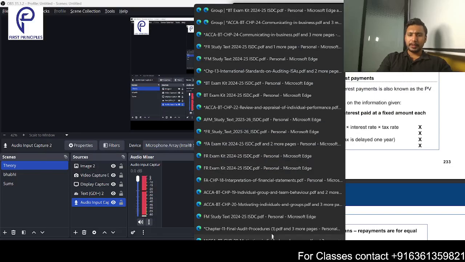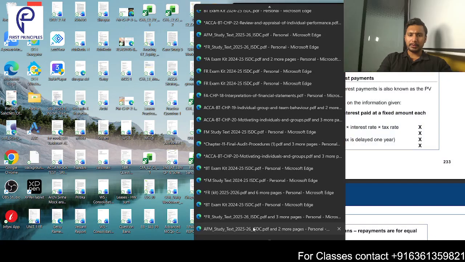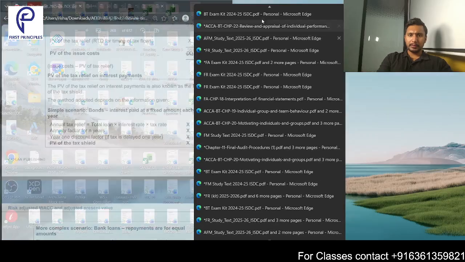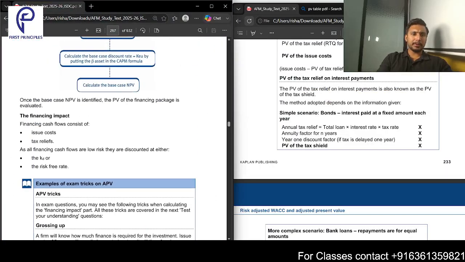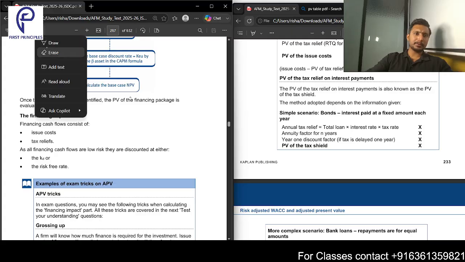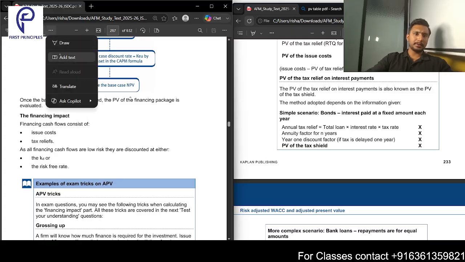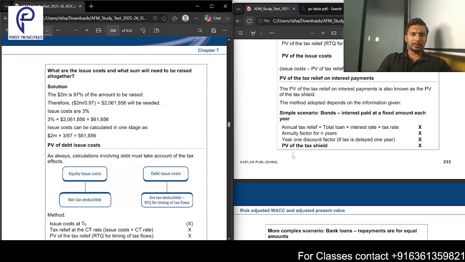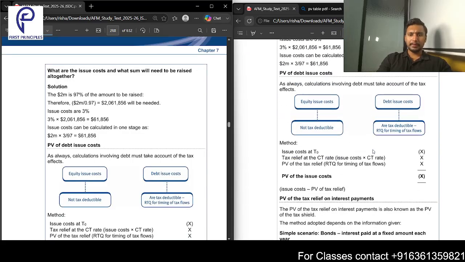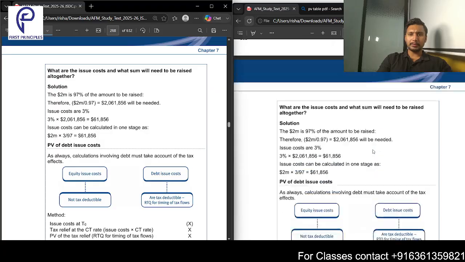Looking into the financing part now, getting a strong understanding of the financing part of this particular reading. As we picked up, there are two major cash flows that we look into in the financing part. First one, the issue cost. Second one, the tax relief. So first, let's look into the issue cost. What does the issue cost have to say to us? And simultaneously, we'll apply it in a sum also.